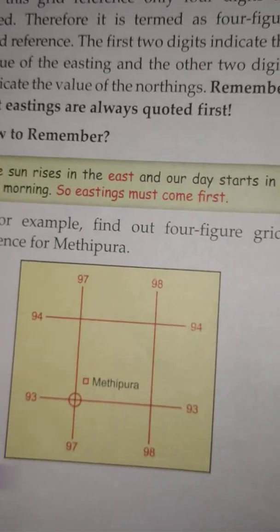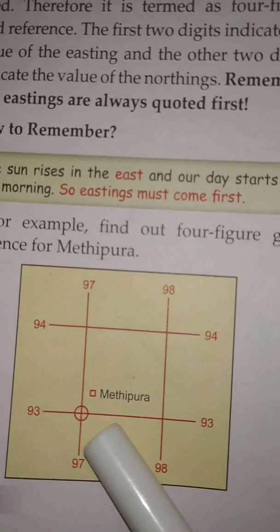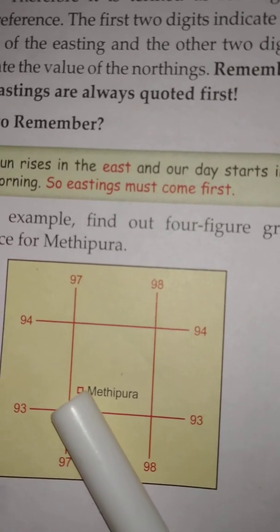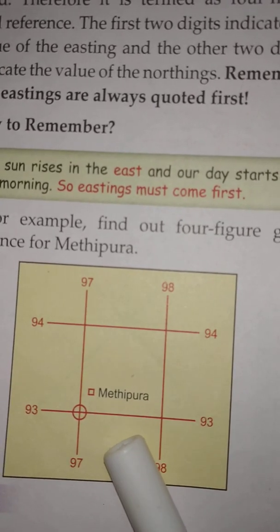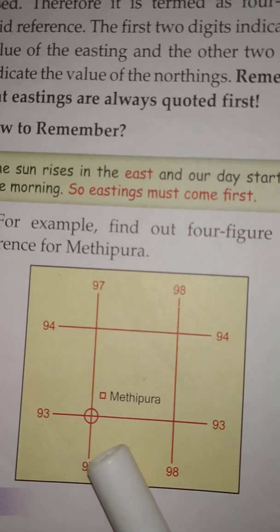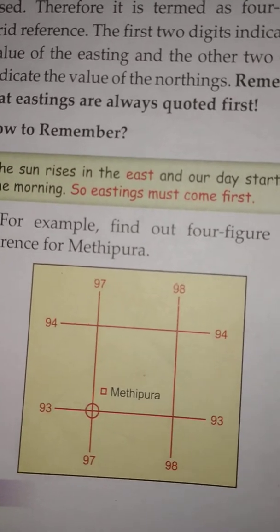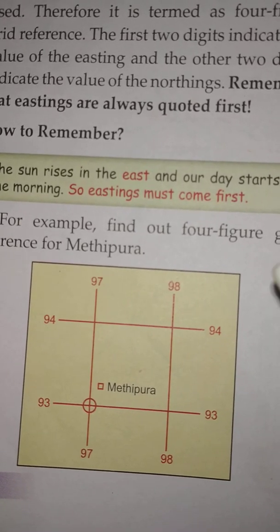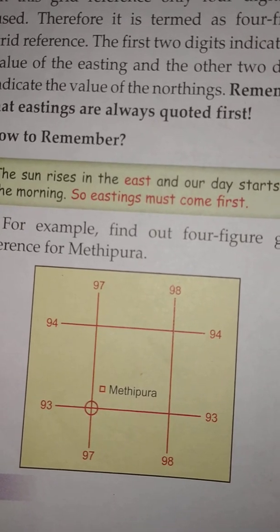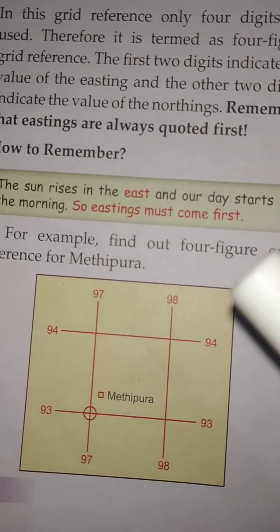Now there is a place, can you see this? A box is there. What is written there? Methipura. Let it be a village, Methipura. The question is, give the 4-figure grid reference of Methipura. Now how will we find out the 4-figure grid reference of Methipura?